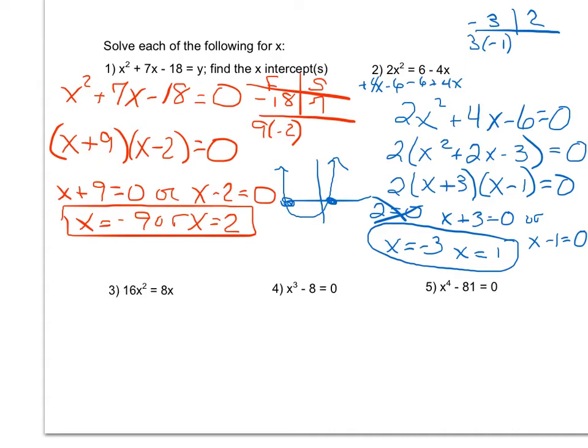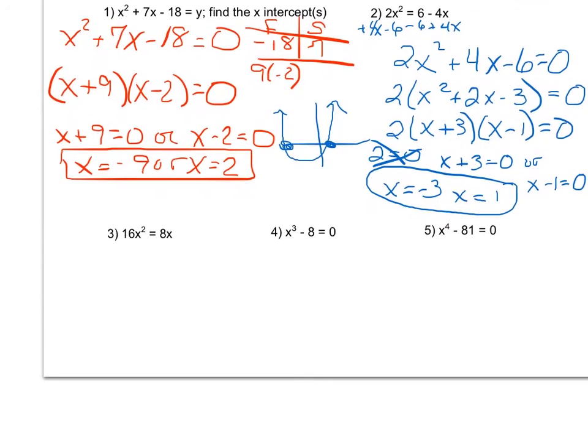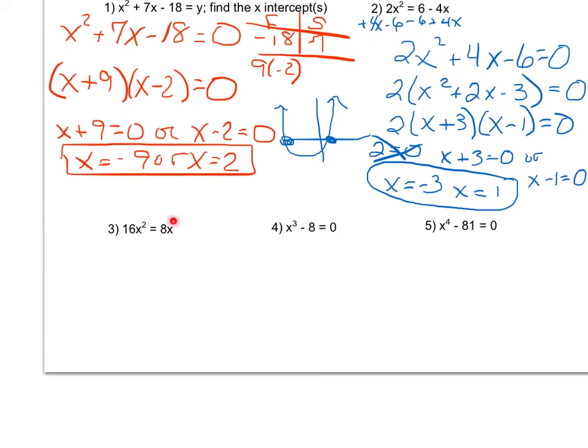Looking at the last three examples, example 3, I notice because there is a linear term, I will not be able to use square roots. So I'm going to move this linear term over to this side by subtracting it off. Once I subtract it off, I'm going to have 16x squared minus 8x equals 0. I check for a GCF. I see they're both divisible by 8x. So I'm going to pull that out, leaving me with 2x minus 1 equals 0.